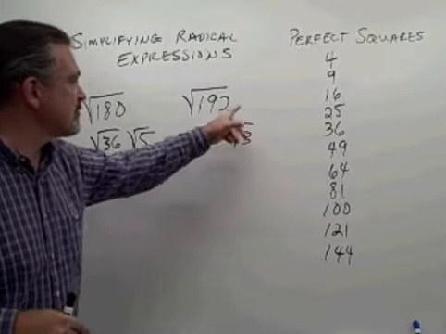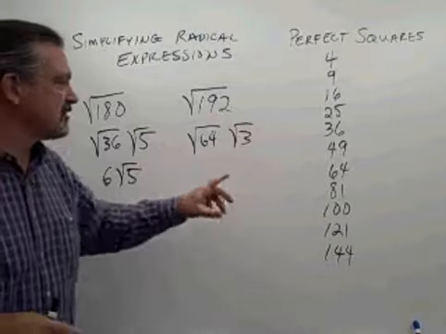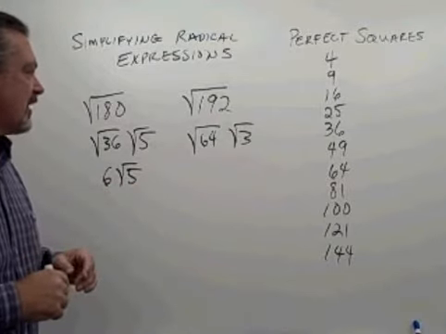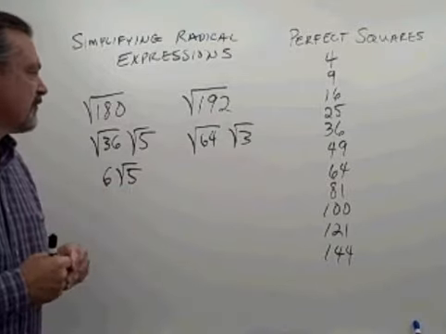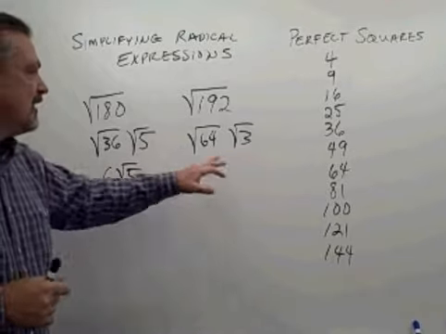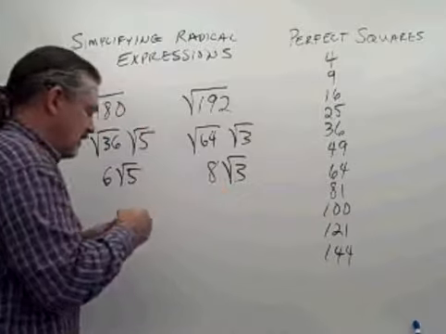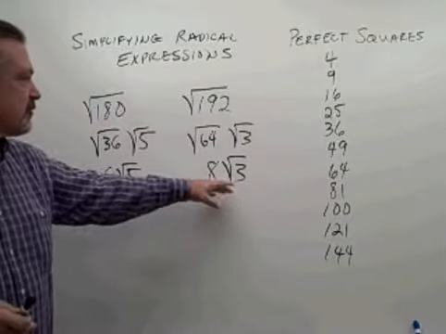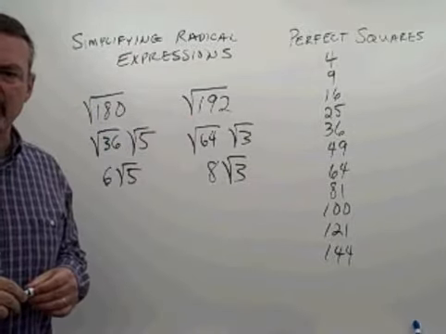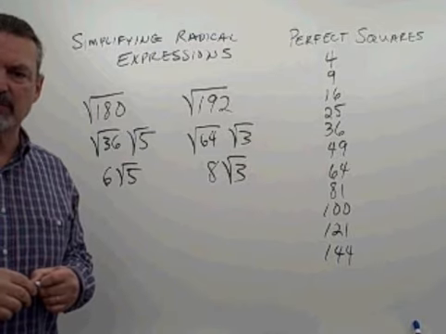So 64 times 3 makes 192. Again, 3 is prime, giving me a good signal that I've found the largest perfect square factor of 192. The square root of 64 is 8. And 8 times the square root of 3 is the simplified radical version of the square root of 192.